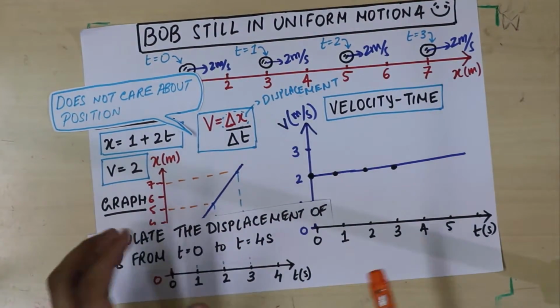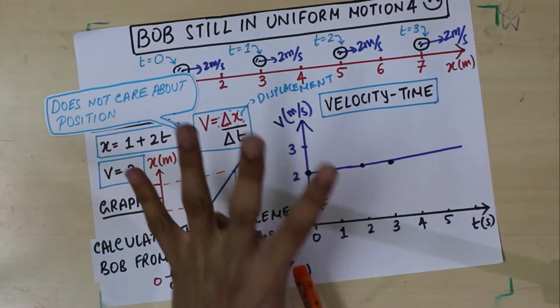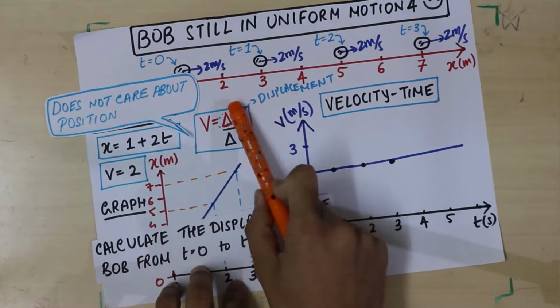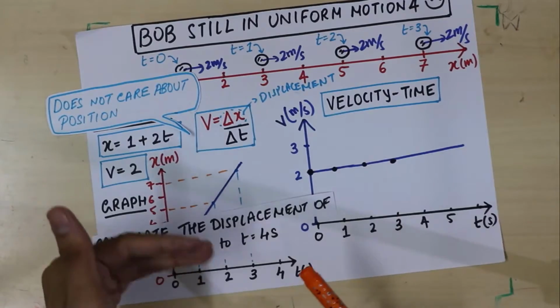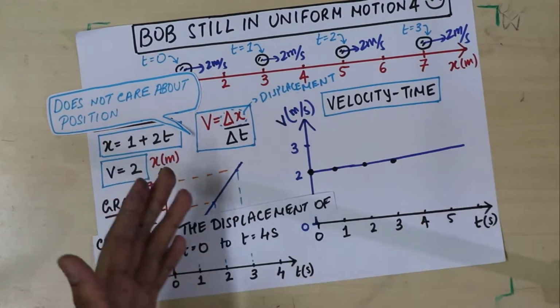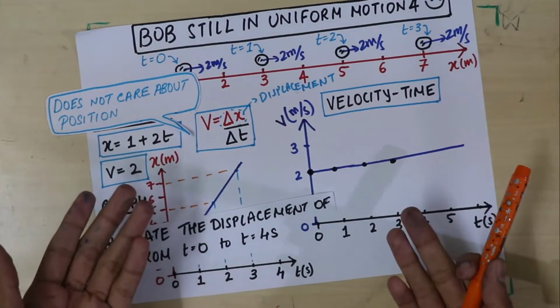So you see what has happened? This equation can tell you that in 4 seconds of time span, Bob has gotten a displacement of 8 meters. That it can tell, but it cannot tell from where to where. Is it from 0 to 8? Is it from 1 to 9? Is it from -4 to +4?